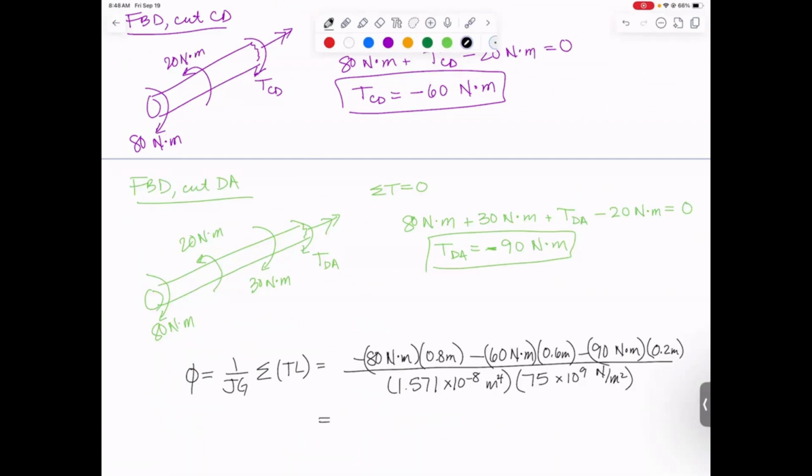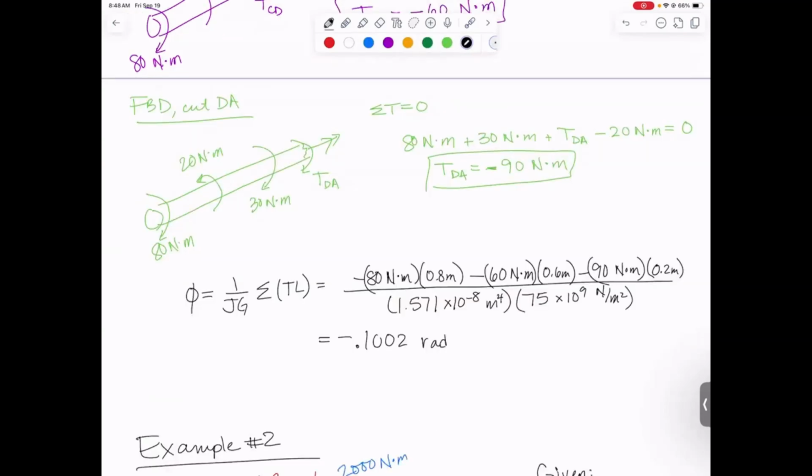This comes out to be minus 0.1002, and the units should all cancel out. I've got newtons per square meter times meters to the fourth, so this becomes newton meters squared in the bottom, and the top is newton meters squared, newton meters squared, newton meters squared. So dimensionless for angles means radians. And if we convert this to degrees, it's minus 5.74 degrees. We do that by multiplying by 360 degrees divided by 2 pi radians. And we solve that problem.